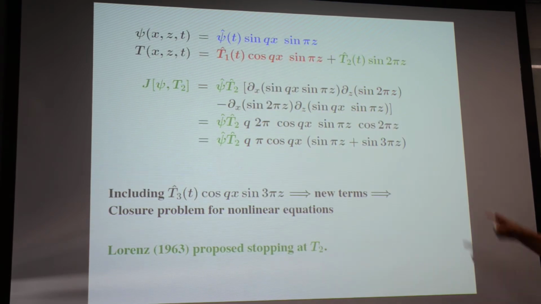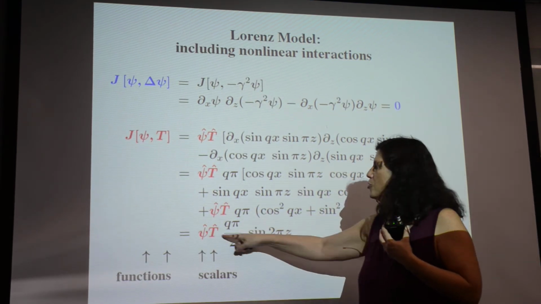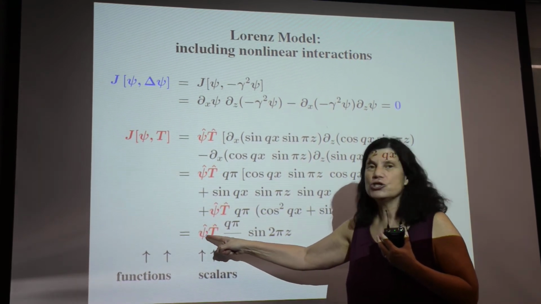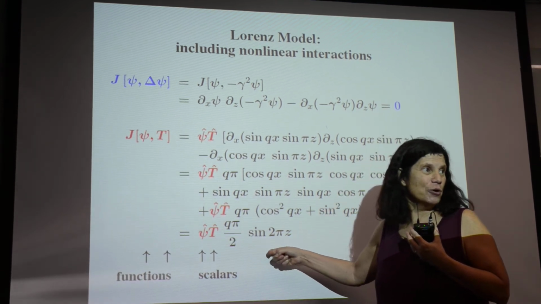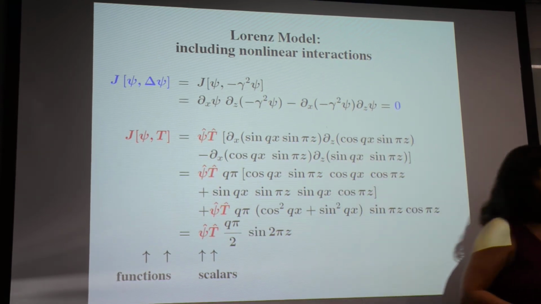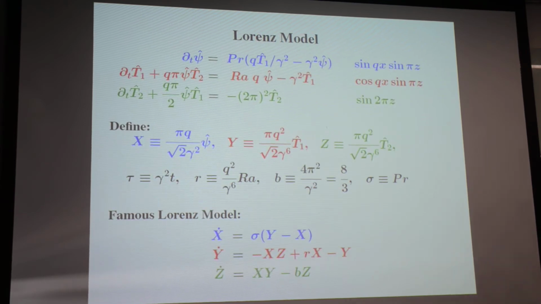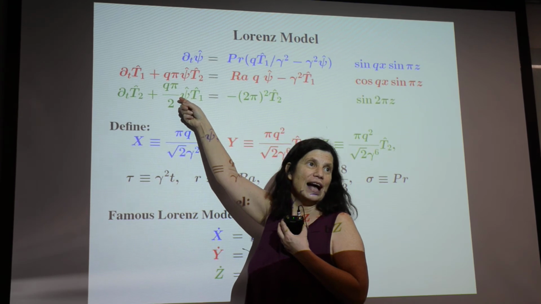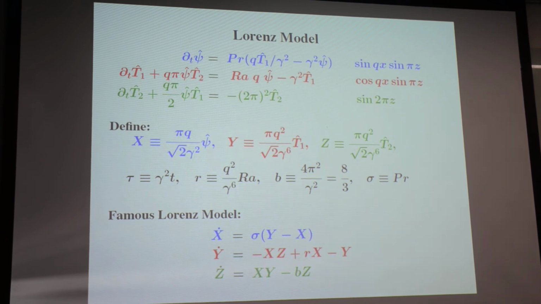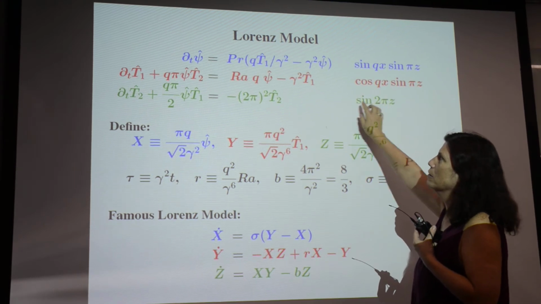We saw that one of them we did before. This one here told us we're generating a T2 sort of guy from the T1 sort of guy, right? This is why, in the T2 equation, there should be something like psi T1 q pi over 2. And let's check that term out. Right? That's the source for that. And then the last one was just supposed to be the Laplacian. And of course, the Laplacian on something that looks like sine 2 pi z is just minus 2 pi squared.